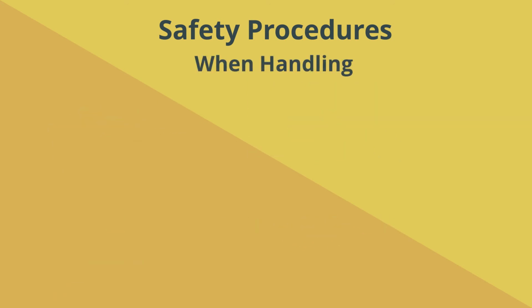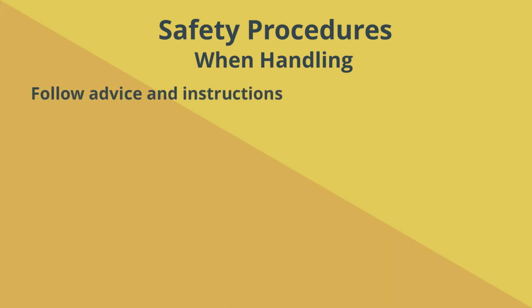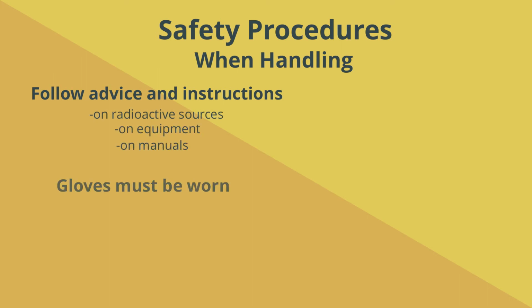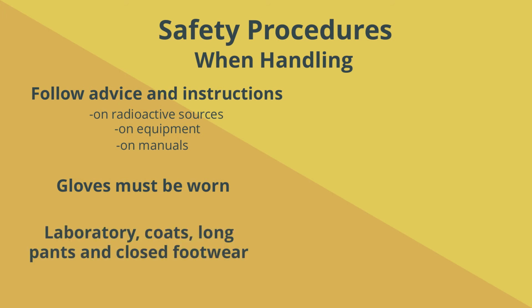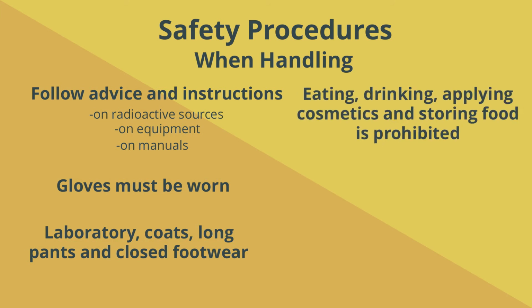For those who are handling the radioactive substances, please follow these safety precautions. Read and follow the advice and instructions marked on the radioactive sources, equipment, and work manuals. Gloves must be worn anytime an unsealed source is being used or whenever contamination is likely to occur. Laboratory coats, long pants, and closed-toe footwear should be worn. Eating, drinking, applying cosmetics, or storing food is prohibited.